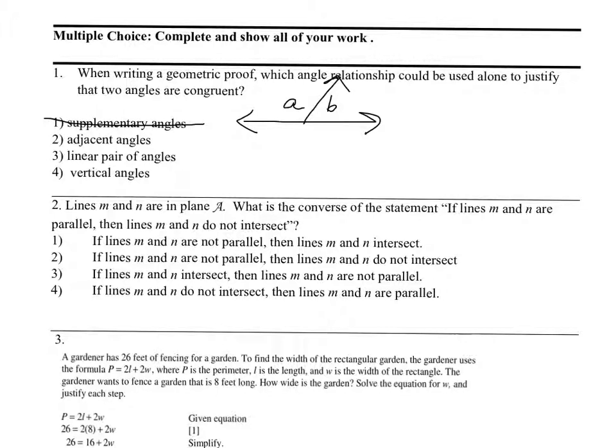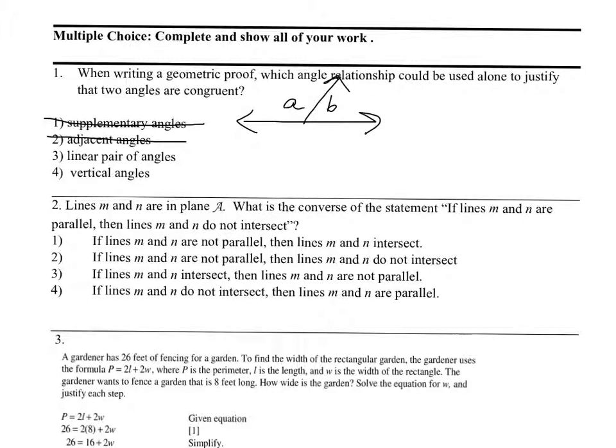Okay? Adjacent angles. Adjacent angles are angles that share a common ray. Well, here's the common ray. These two angles are also adjacent to each other, and they are still not congruent. So this is also false. This doesn't work.